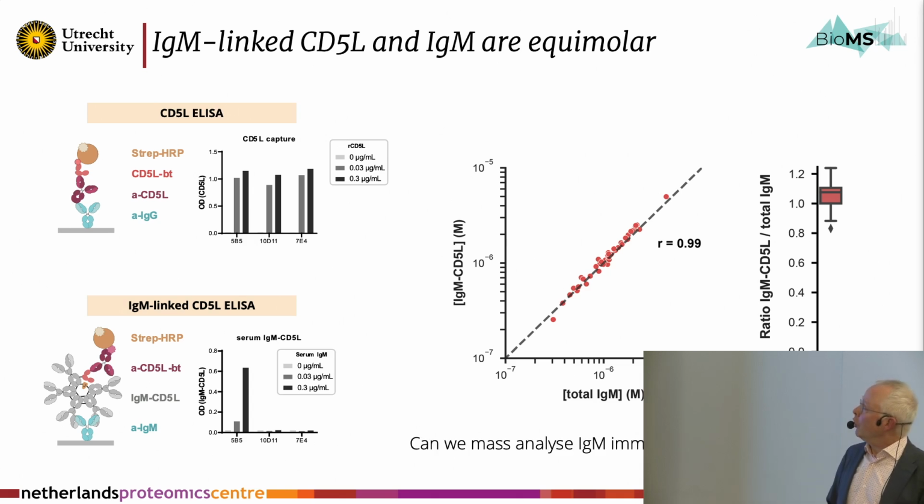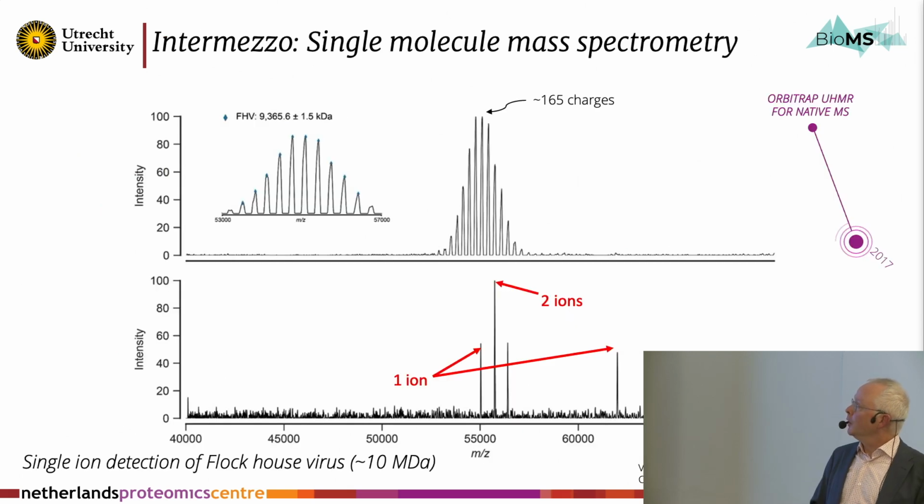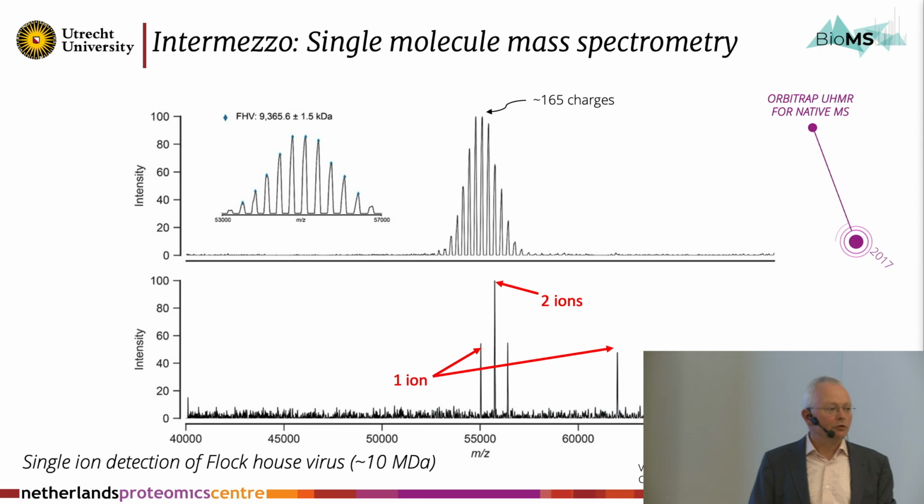We also could show that they are really equimolar, CD5L and IgM, so there's really one CD5L molecule per IgM. Now a little bit of mass spectrometry. What we wanted to do next is measure the mass of this IgM CD5L J chain complex. And yeah, we had a unique tool which we developed a few years ago, and I'm really excited about, so I use a second to use this.